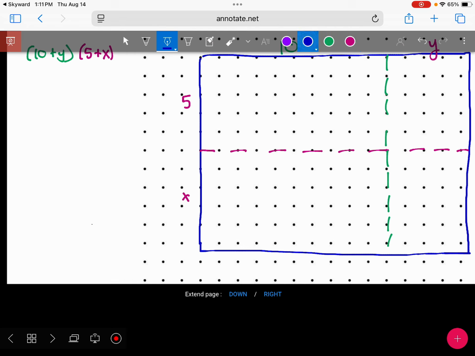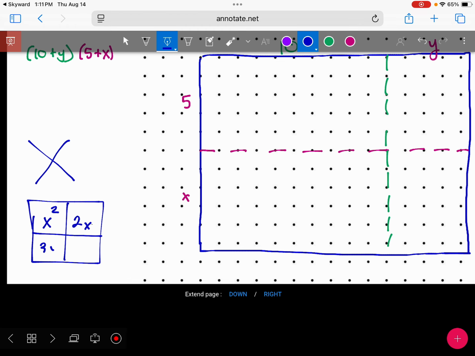Back in the day when we would factor a quadratic and we'd have our X. Back in the day, because it was after my day when they did this, when we'd have our X squared and our 2X and these kind of guys. Well, what do we do now?